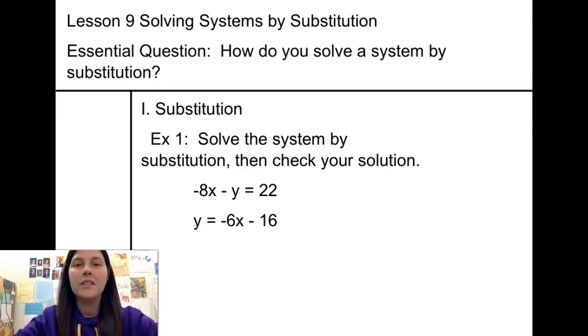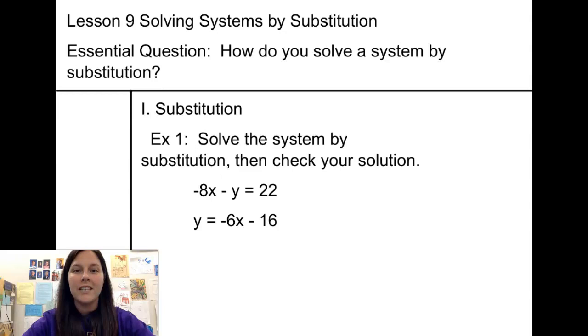We're going to review solving systems by substitution. This is typically not my students' favorite way to solve systems, so I wanted to make sure that we revisit how to solve by substitution.